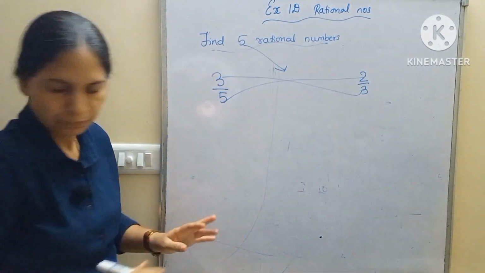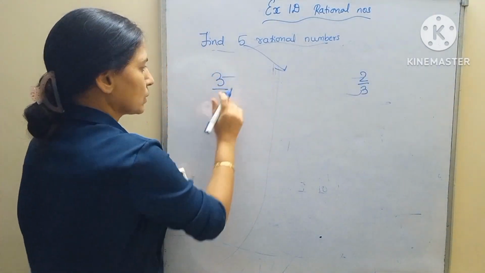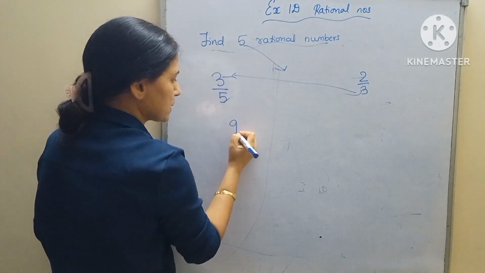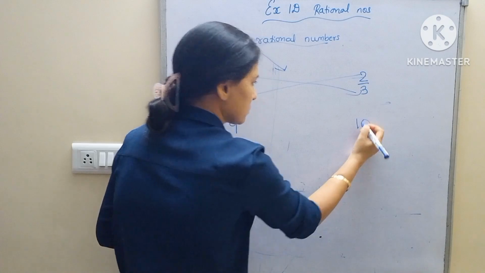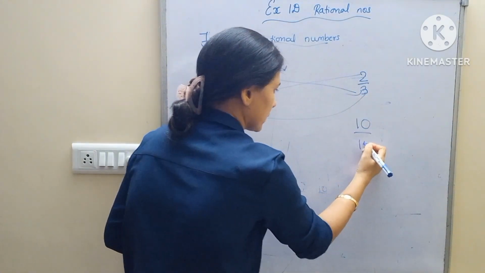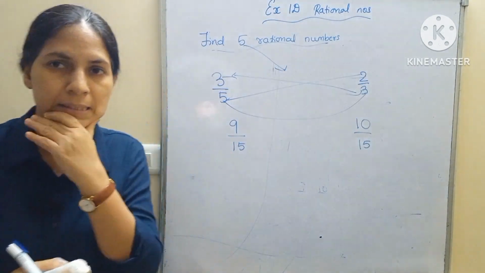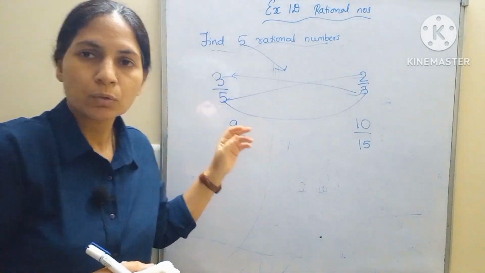3 3s are 9. 5 2s are 10. 5 3s are 15, and this one is also 15. Now how many whole numbers lie between 9 and 10? Hardly any, right? So how can we do this?